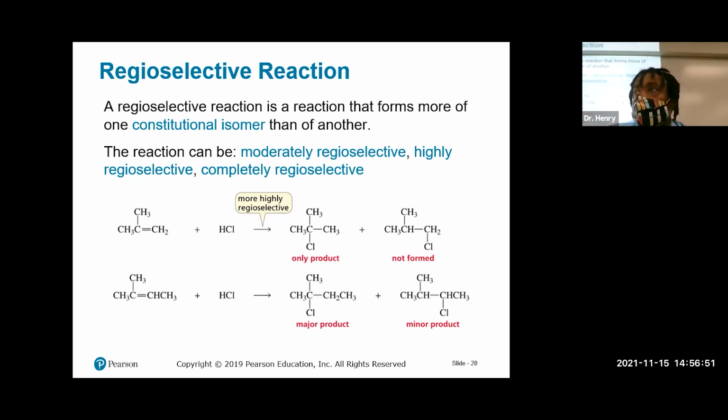Okay, so when we only get one product, right? This is a more highly regioselective process than when we're getting both products. Okay, so a reaction could either be moderately regioselective, highly regioselective, or completely regioselective. Moderate basically means it does a little bit. Highly means that you're definitely getting it skewed. This would be the highly case.